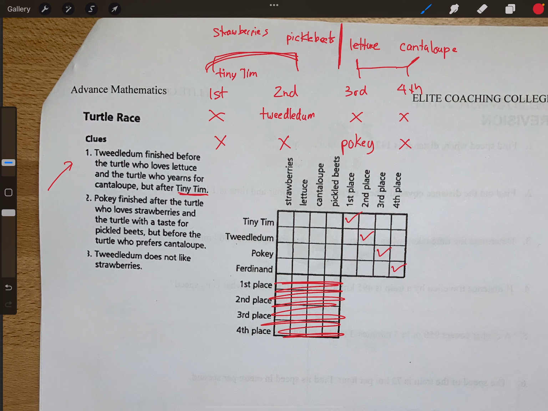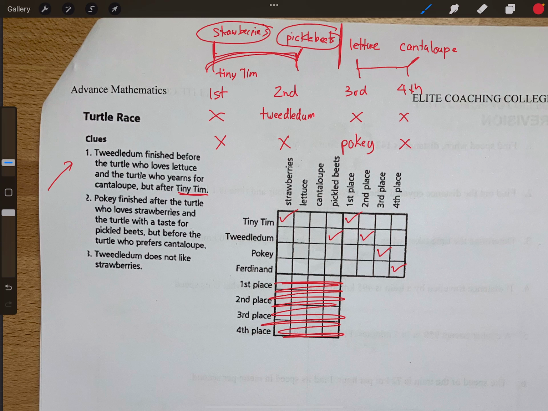Now, it says Tweedledum does not like strawberries. If Tweedledum doesn't like strawberries, that means there's only strawberries or pickled beets for the 1st and 2nd place, so he must like the pickled beets. So that means that Tiny Tim must like strawberries. So let's tick that. Tiny Tim will be strawberries. Tweedledum would be pickled beets.